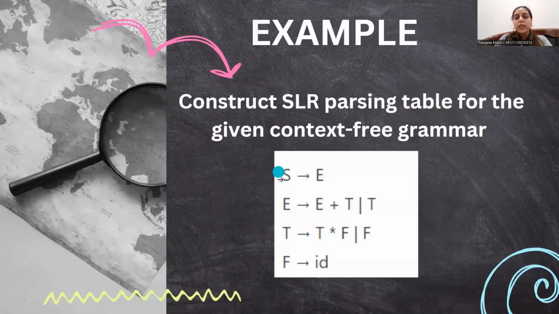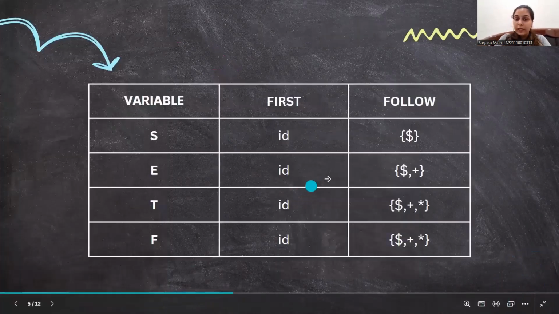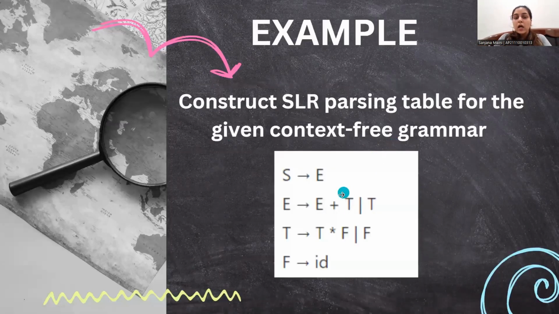Next, as S is the start symbol, the follow of S will be dollar. And since S does not appear on the right-hand side in any of the four productions, the follow of S will only be dollar. Next, E.